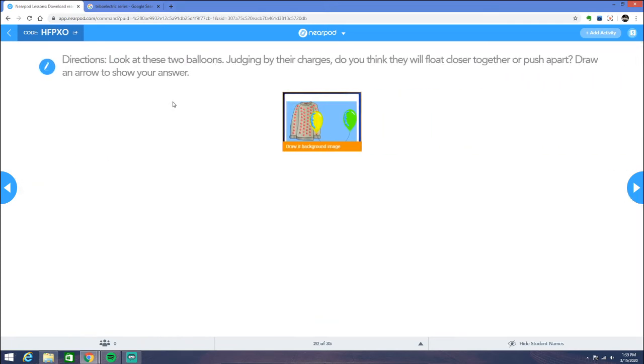Okay, so another drawing activity. Look at the balloons right here in this picture, and we want to know, do we think they'll float together or push apart? We're talking about the yellow and the green balloon. As you can see, these two have a lot of the same charges. So we want you to tell us or draw us, what do you think will happen? Again, I recommend you do these drawings on a sheet of paper and submit them to your teacher.